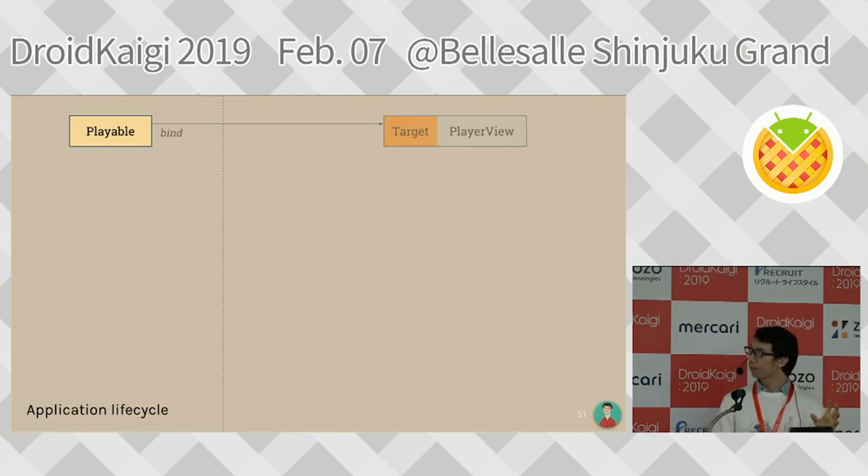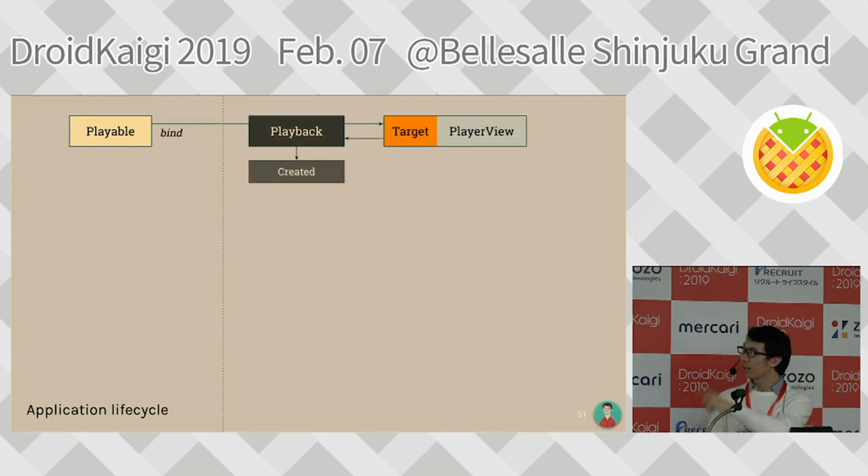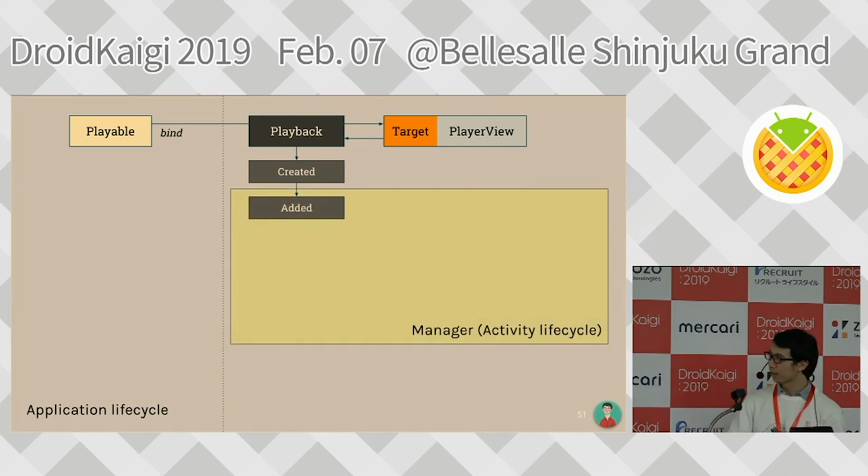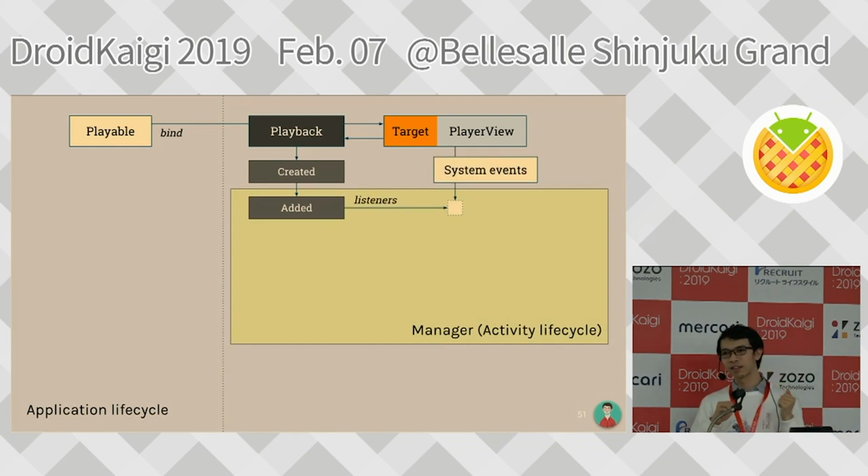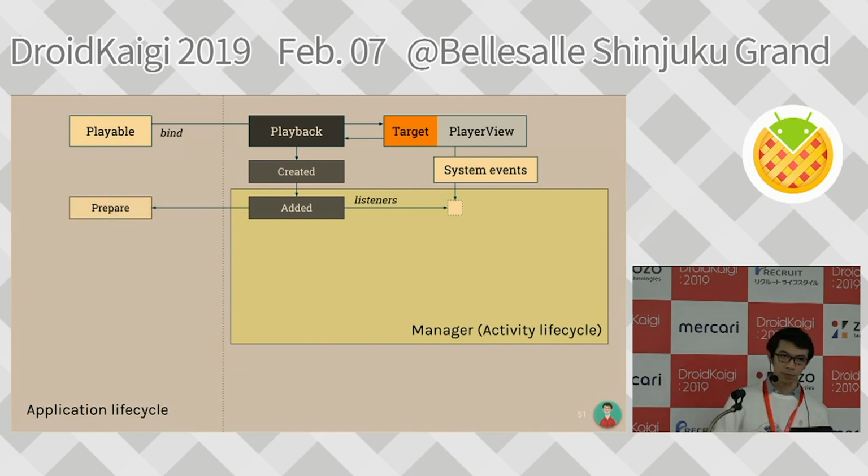And here is how it works in practice. I have a playable, I bind it to a player view, and I create a playback. Then the playback lifecycle gets triggered, and as a consequence it will be added to a manager. And from that time, it will start listening to the UI system callbacks, and at the same time, it will prepare the playable.